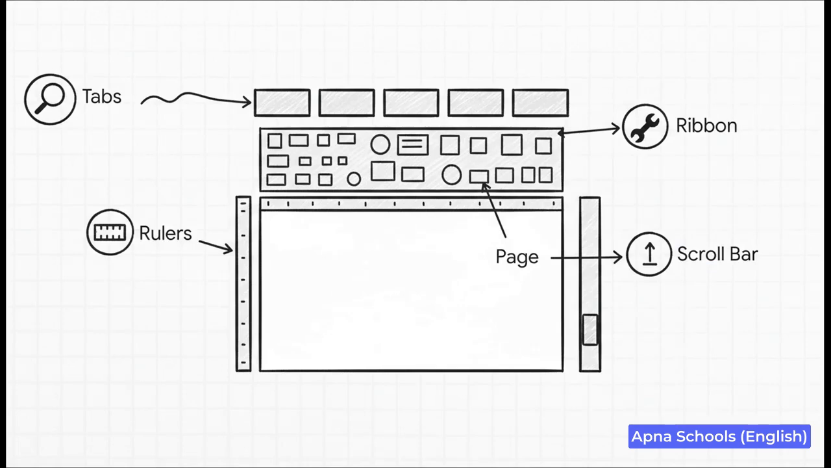You see those words at the top like Home and Insert? Those are your tabs. Think of them like categories of tools. When you click on a tab, that big ribbon right below it changes to show you all the options in that category. Then, of course, you've got the page itself, where you do your writing, and the rulers and scroll bars to help you move around.